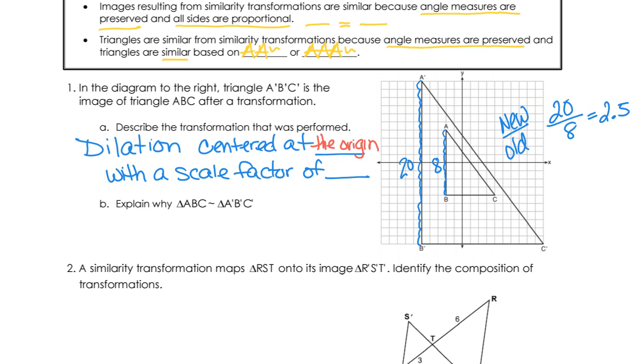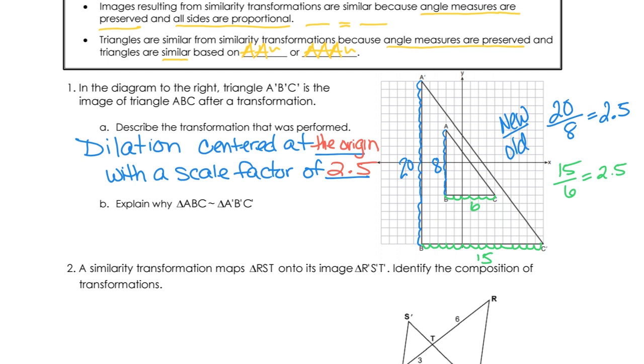All right. For instance, the other side that's easy to count is BC. So 1, 2, 3, 4, 5, 6. 1, 2, 3, 4, 5, 6, 7, 8, 9, 10, 11, 12, 13, 14, 15. And so our new side is 15, our old side is 6, and 15 divided by 6 is 2.5. Okay, and so now we are clear that our scale factor is 2.5.